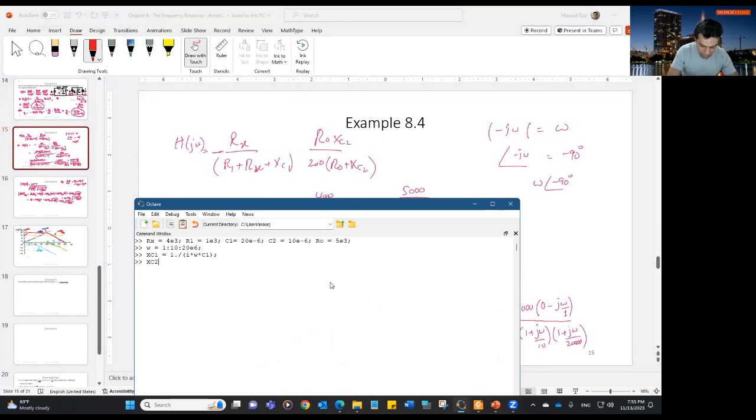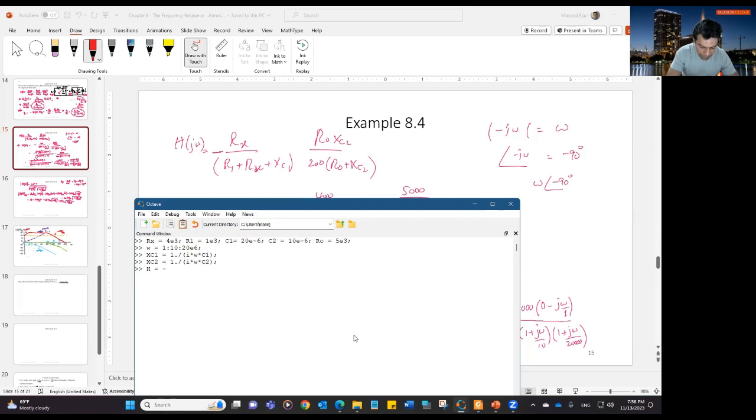And my XC2 is j times omega times C2. So now I have everything here that I can use to write H of j omega.